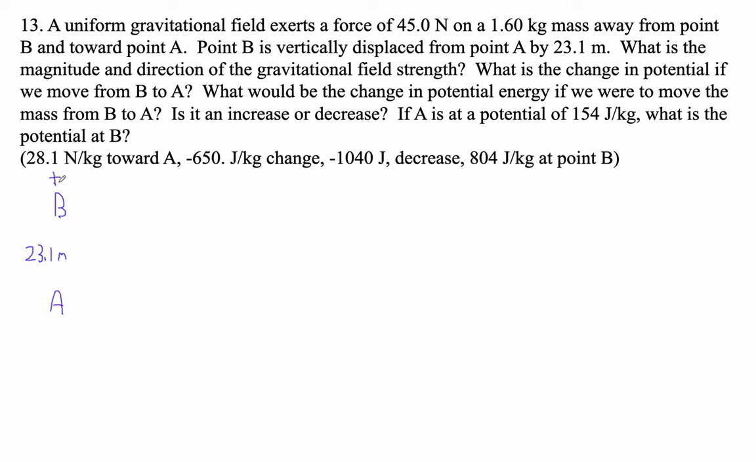I'm going to make the up direction positive, down negative. And we'll make that positive 23 meters right there. Okay. What is the magnitude and direction of the gravitational field strength?